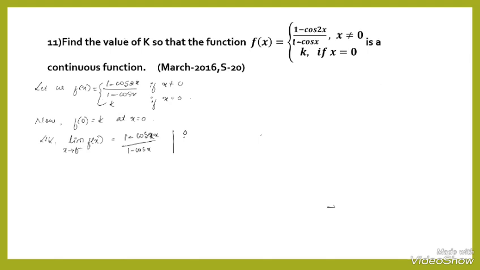So, I am using L'Hospital's rule. By using L'Hospital's rule, differentiate separately. Limit x tends to 0 minus f of x. Okay, I will separate: 1 is constant minus the differentiation of cos 2x. Otherwise, we can simply write the formula.